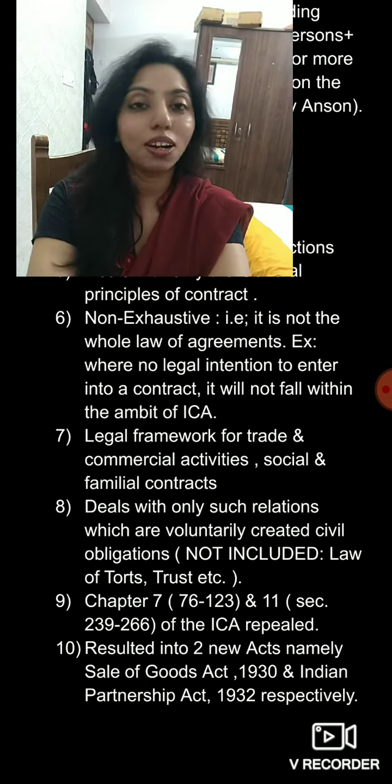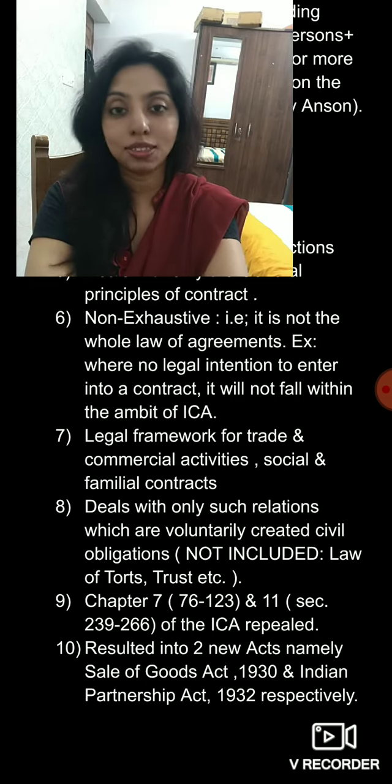I hope you could understand the basics about the contract under the Indian Contract Act.